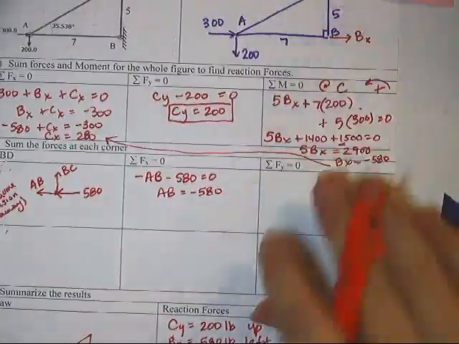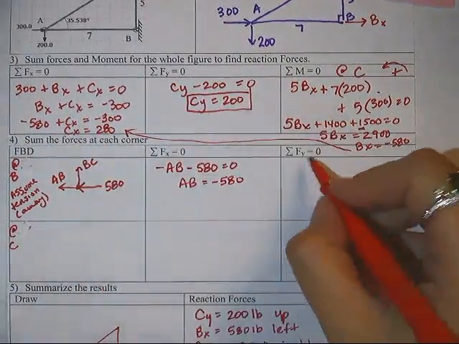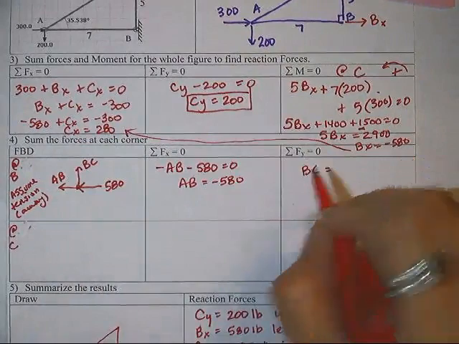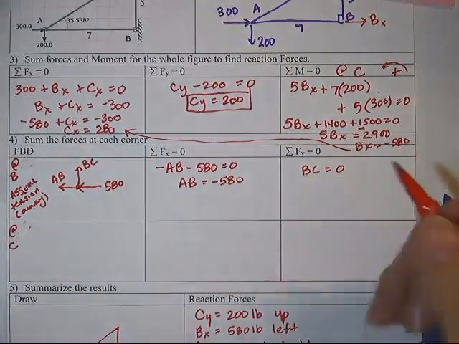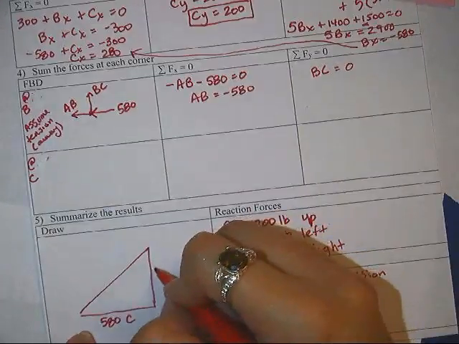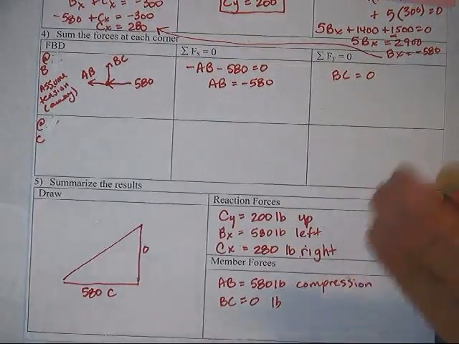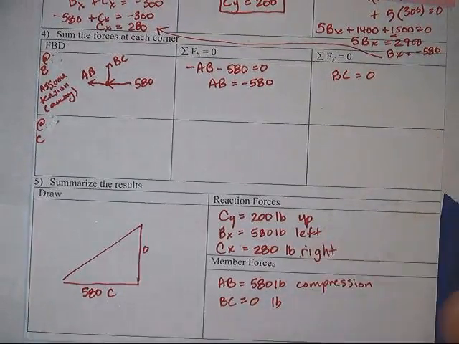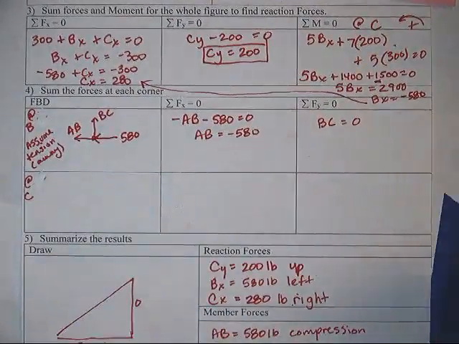Okay, now I'm going to do my sum of the forces in the y direction. Well, the only thing on the y is BC. If that's the only thing in the y, it's still equal to 0. So that means that that one actually has 0 force in it. So BC equals 0. I can say tension or compression because it's 0 force. It really doesn't make a difference which one I say. All right, that's it for that one.